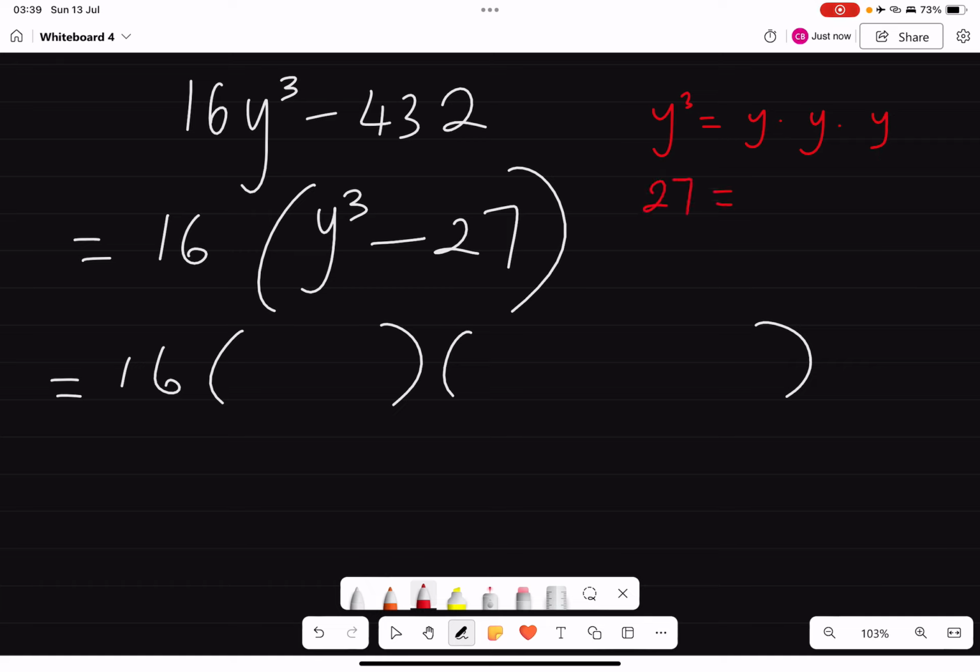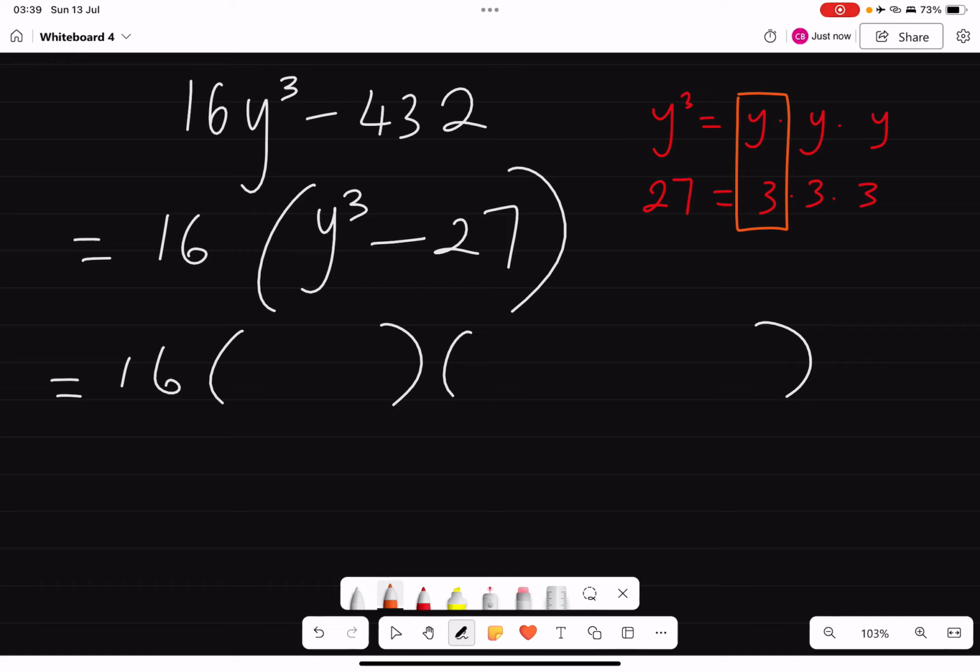27 will break into 3 times 3 times 3. You need to break it down into 3 equal parts because we're doing cubes. If you're doing difference of 2 squares, you break it into 2 equal parts. All right? If you remember, you start this way.